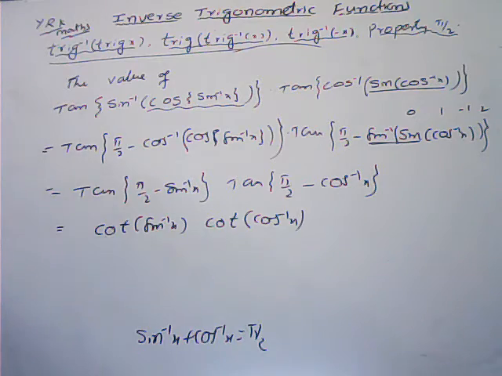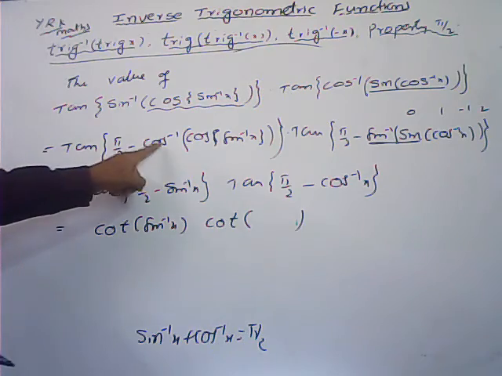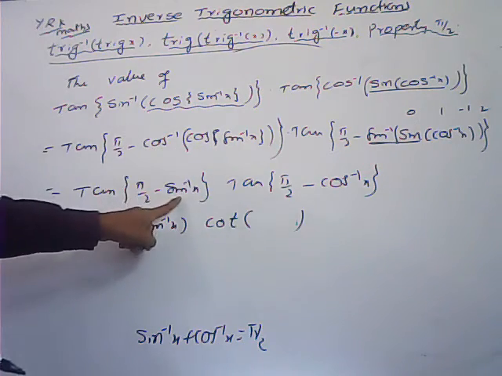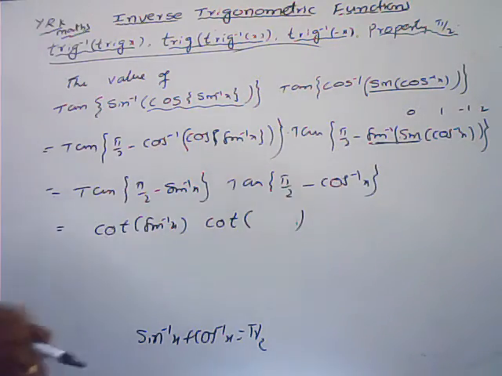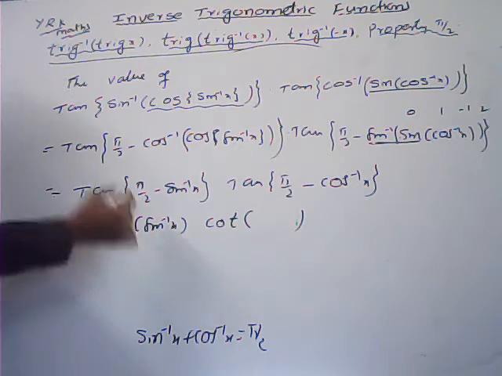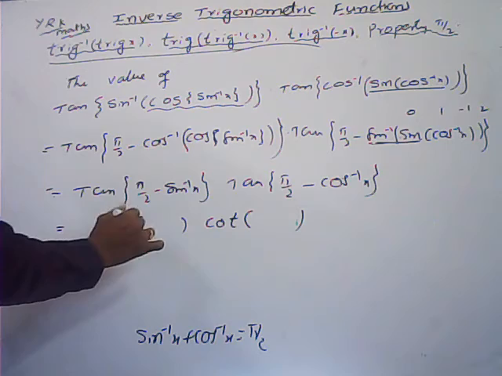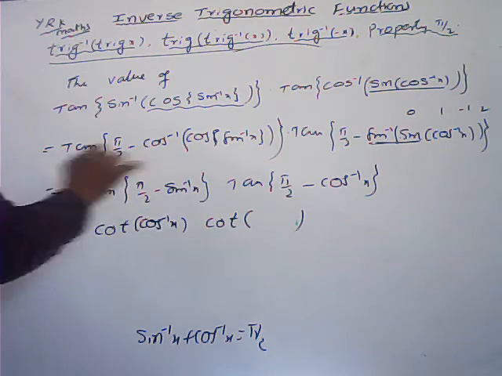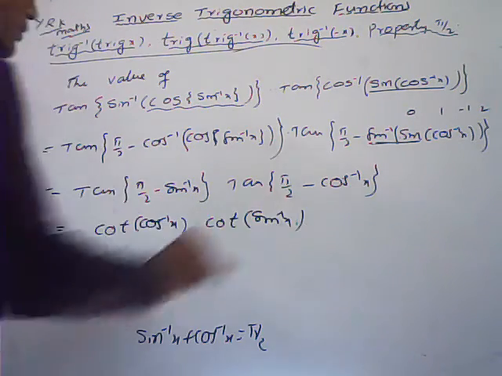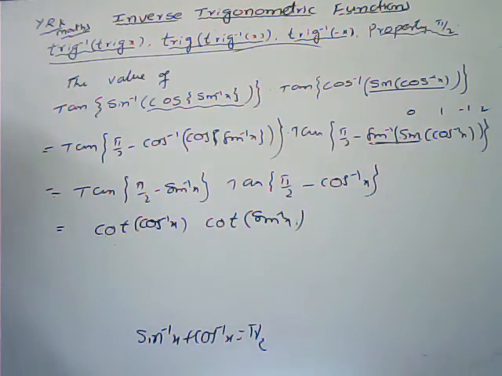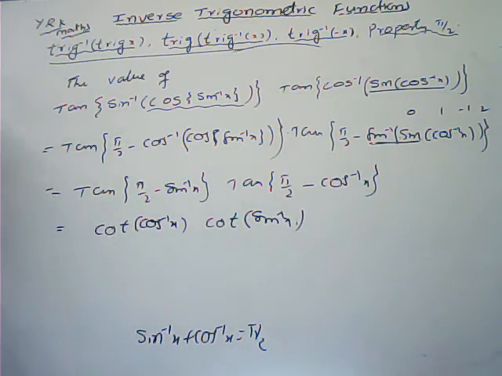Now here tan of pi by 2 minus cos inverse of cos, both get cancelled, we get sin inverse x. Tan of pi by 2 minus sin inverse of sin, both get cancelled, we get cos inverse x. Pi by 2 minus sin inverse x is cos inverse x, and pi by 2 minus cos inverse x is sin inverse x. So we got cot of cos inverse x into cot of sin inverse x.